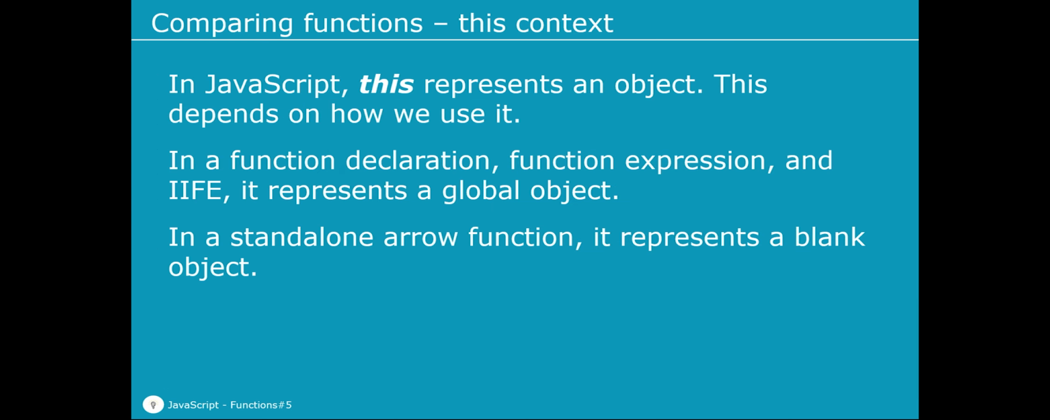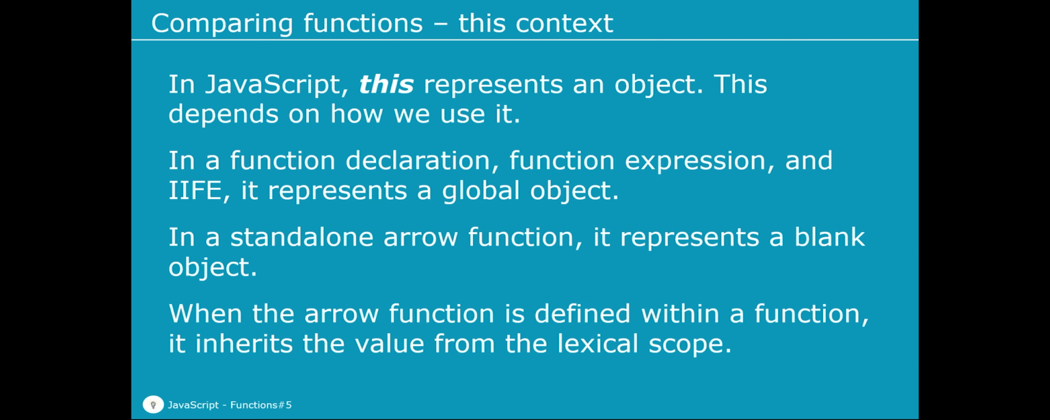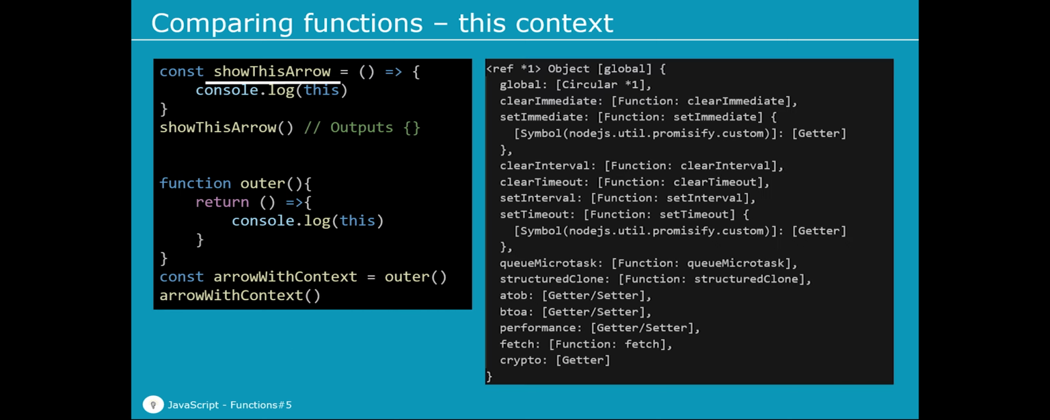Now, in case of a standalone arrow function, this represents a blank object. And when we define an arrow function within another function, the arrow function lexically binds this object from the surrounding context. So in the code snippet, the first function is a standalone arrow function that outputs a blank object. However, in the second function, the arrow function lexically binds this object, and hence it displays a similar output as we saw in the last example.